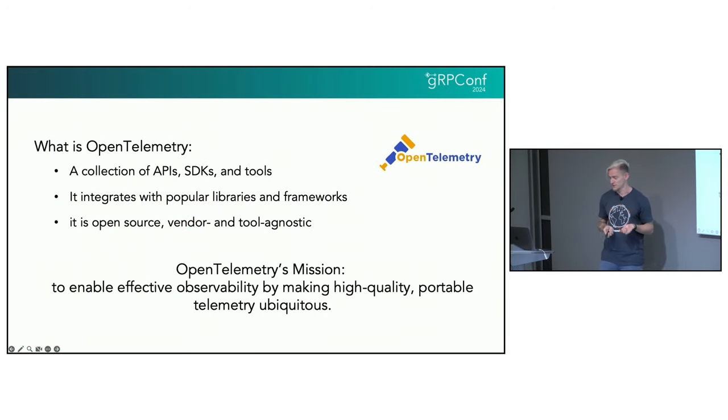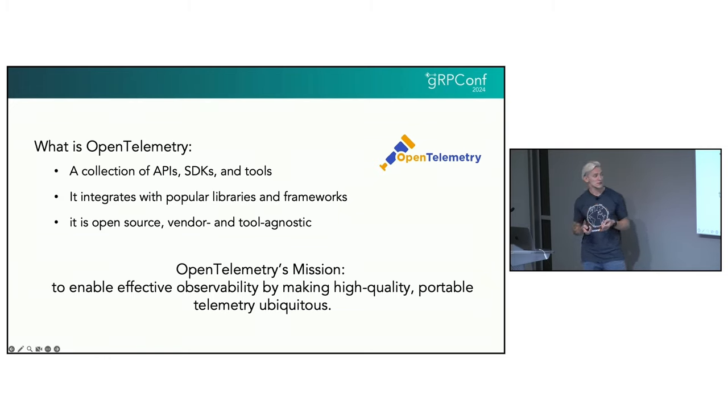So what is OpenTelemetry? OpenTelemetry is an observability framework and toolkit, which was designed to create and manage telemetry data, such as traces, metrics, and logs. OpenTelemetry can be integrated with popular libraries and frameworks, meaning that you can start using it with pretty much any code base you have currently. OpenTelemetry also is open source, vendor and tool agnostic, meaning that it can be integrated with a variety of observability backends, including open source tools like Jaeger or Prometheus, as well as commercial offerings.